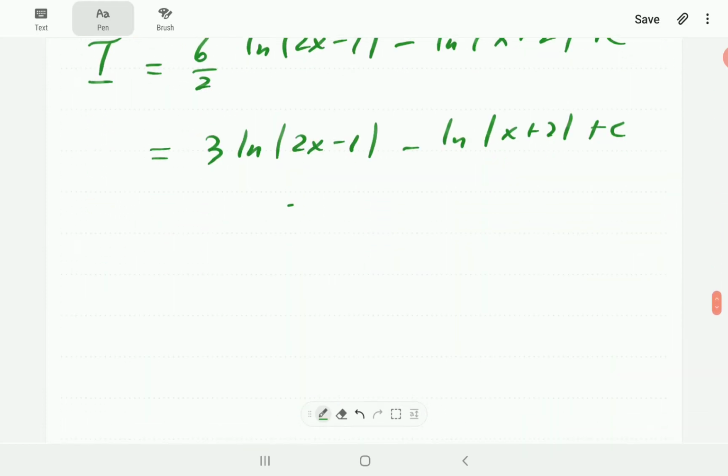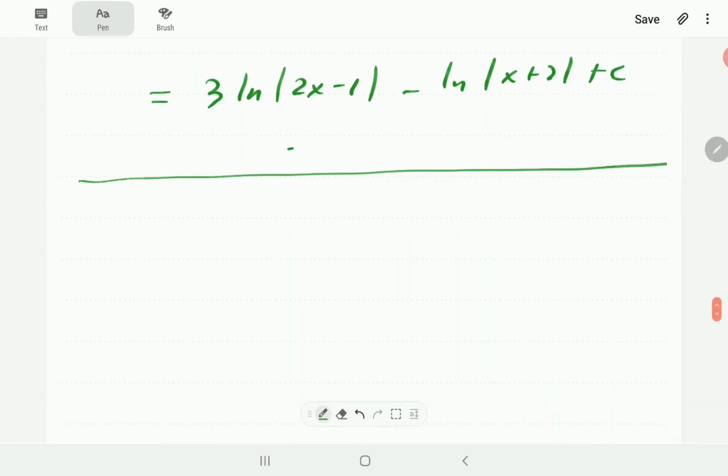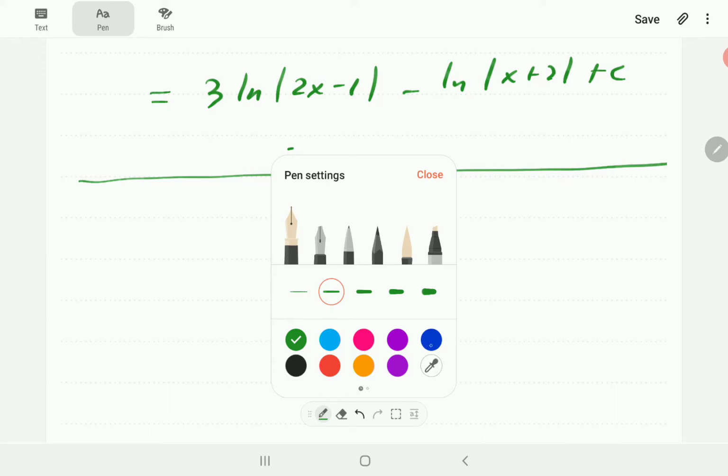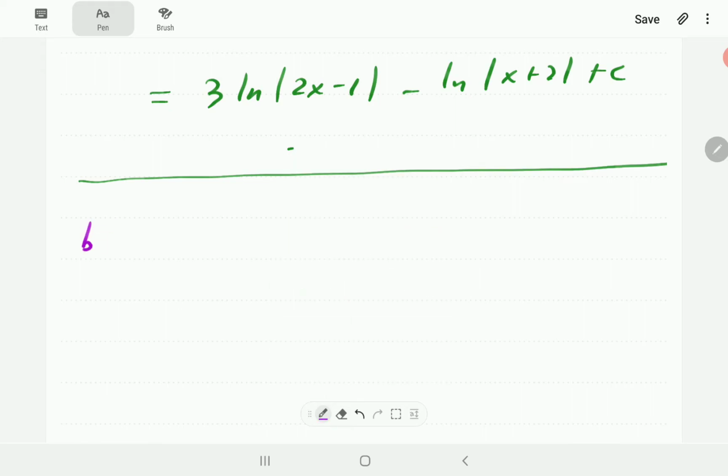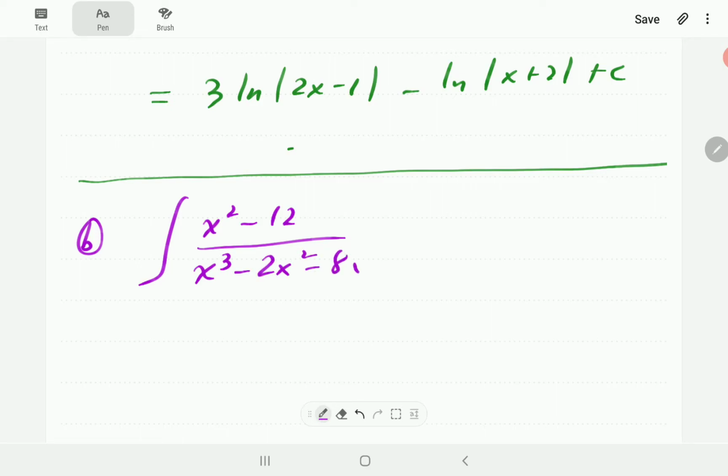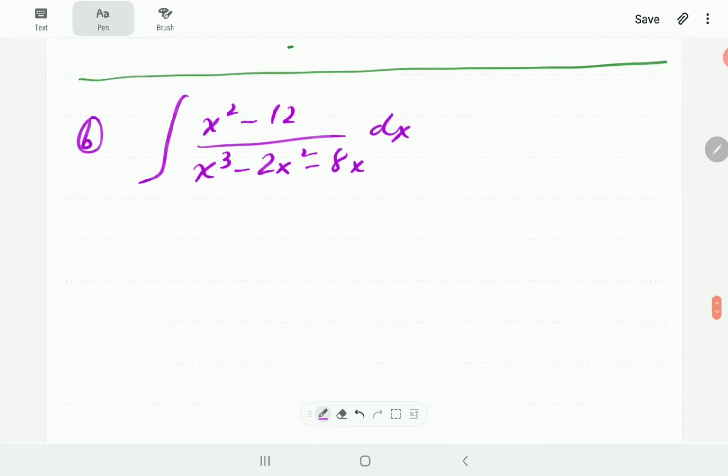As before, we're just going to extract the integrand, factorize the denominator, and then proceed from there. So we've got the integral of x squared minus 12, and the denominator is x cubed minus 2x squared minus 8x. We're just going to work with the integrand here. Our first task is to factorize this.